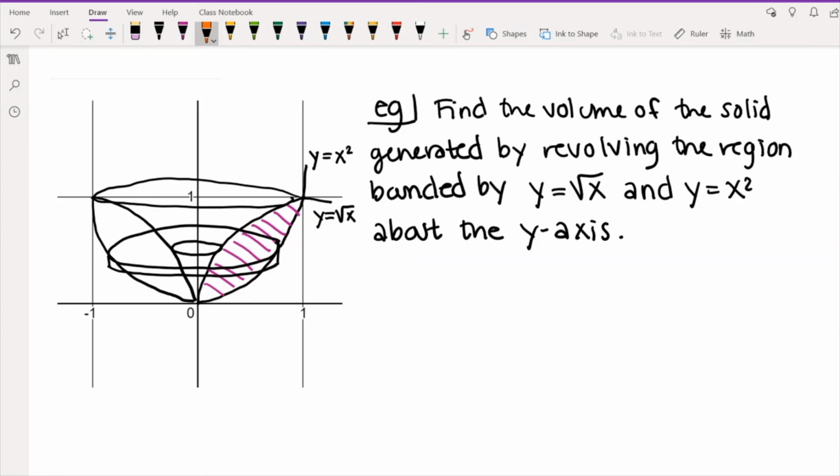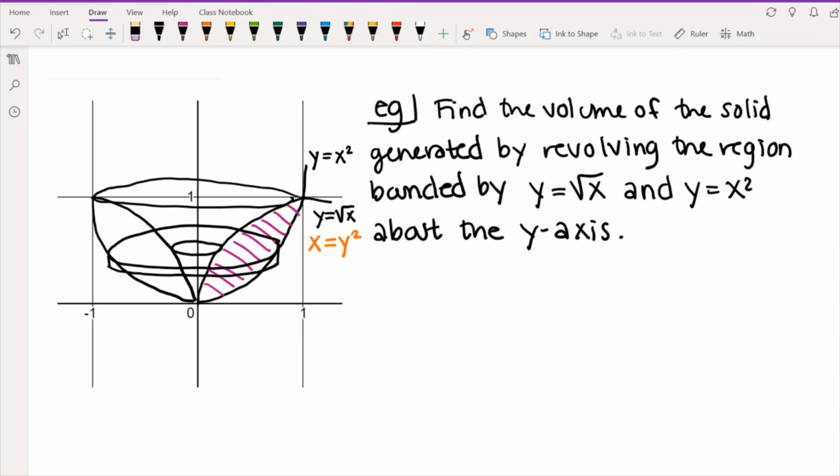So y is equal to square root of x can be written as x is equal to y squared. And then y is equal to x squared can be written as x is equal to square root of y. So we end up with the same two functions, just the one that's on the top and the bottom are kind of flipping from each other.